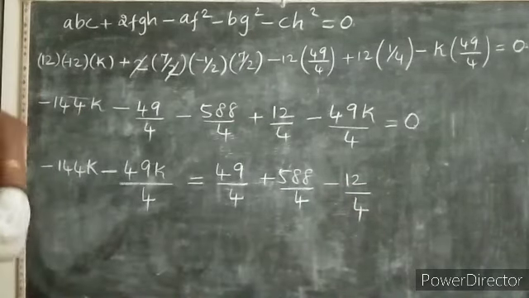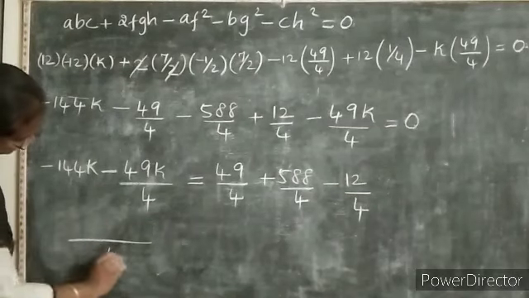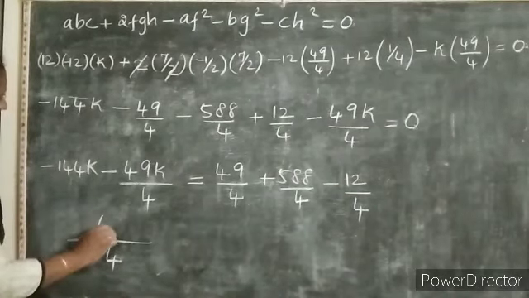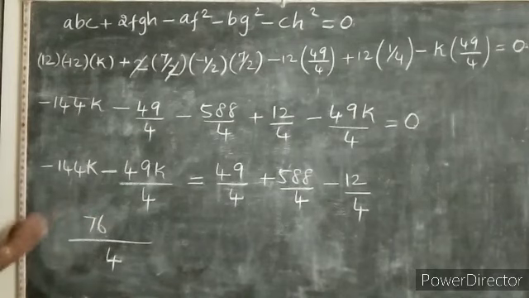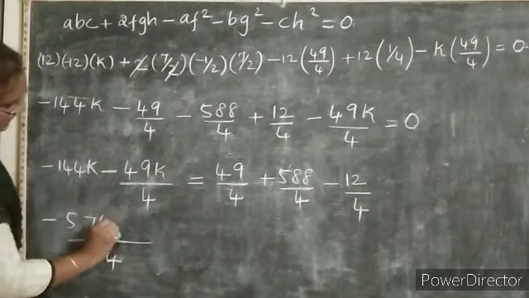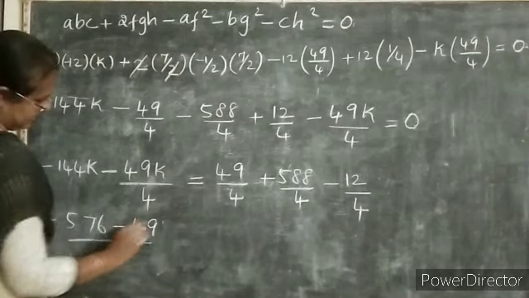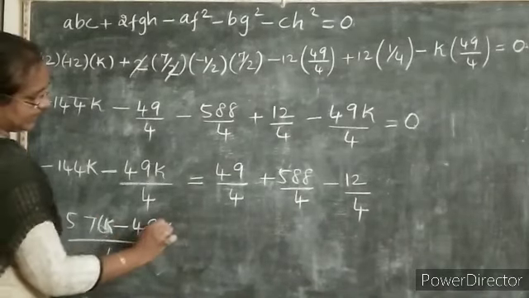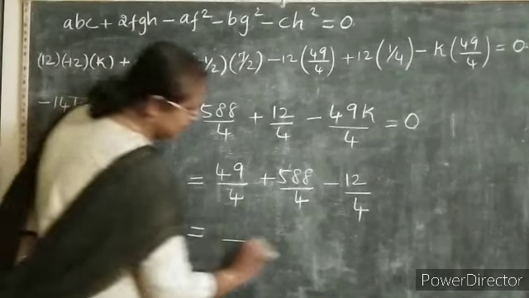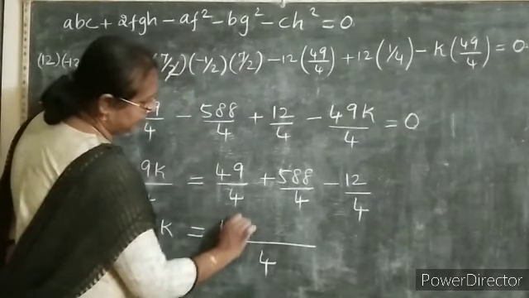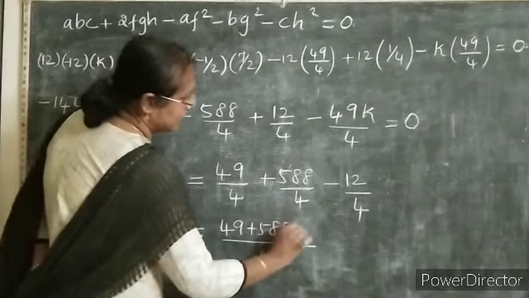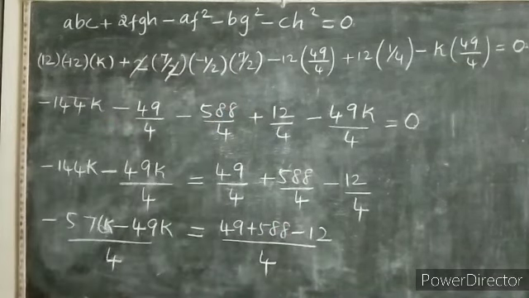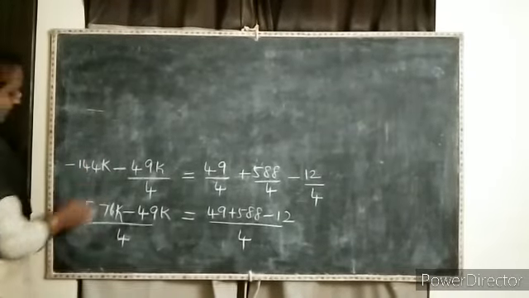Now we are going to calculate. Take the LCM, you will get 4. 4 fours are 16, and 1 more gives 17. So minus 576K minus 49K is equal to, again over 4, what you will get: 49 plus 588 minus 12. Now simplify it and check what you will get.